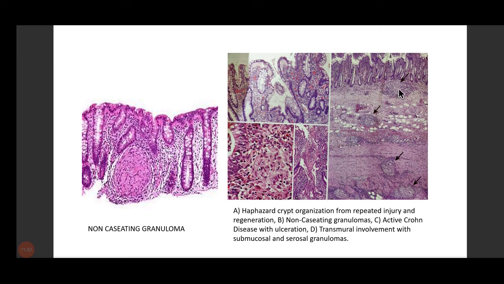You're seeing all these granulomas: 1, 2, 3, 4, 5, 6. So many granulomas involving the whole of the mucosa and submucosa. So transmural involvement with submucosal and serosal granulomas. Moving on to the next slide.